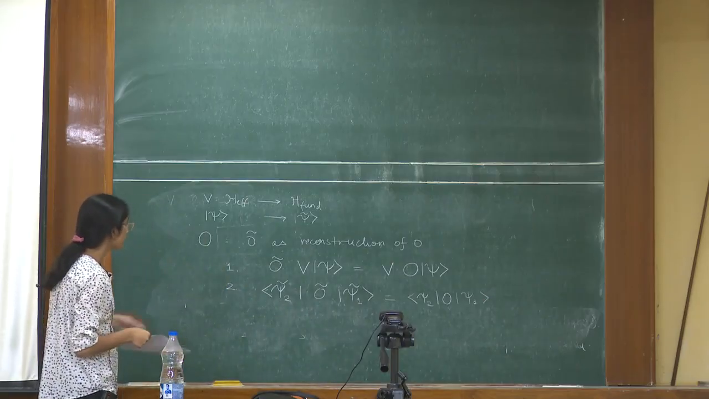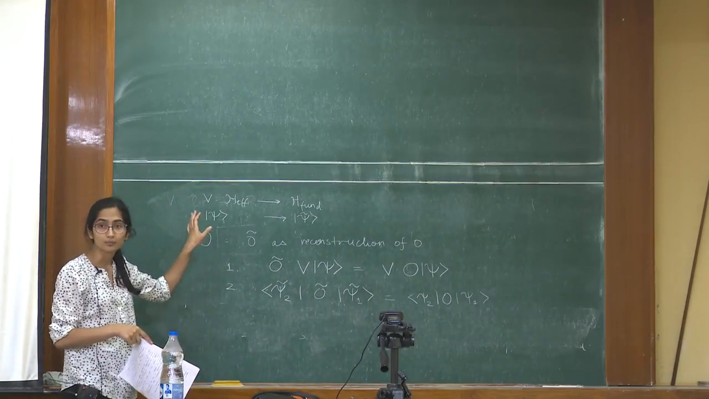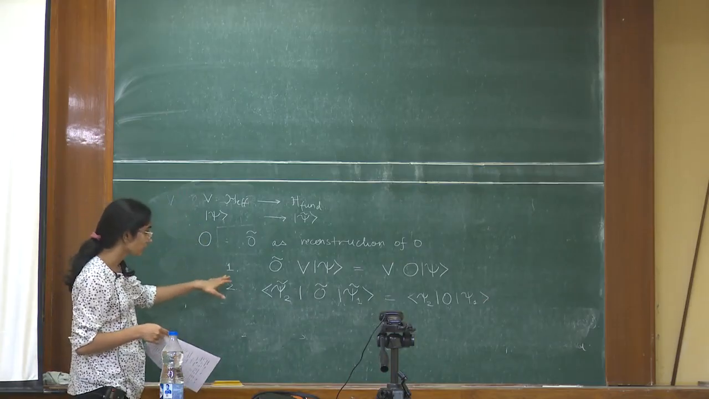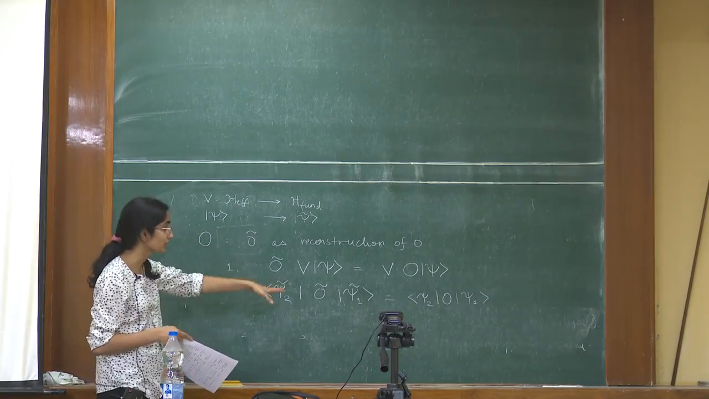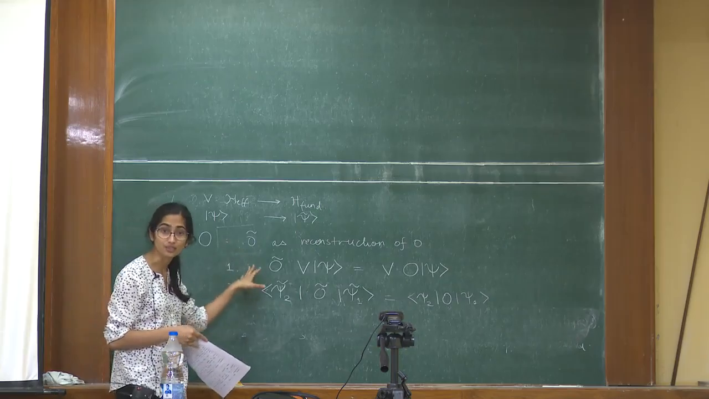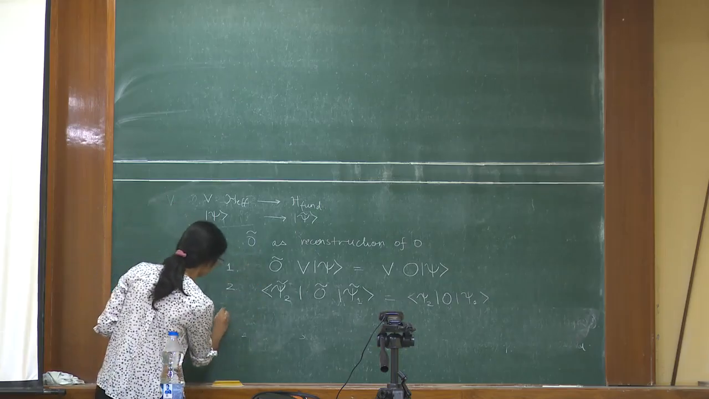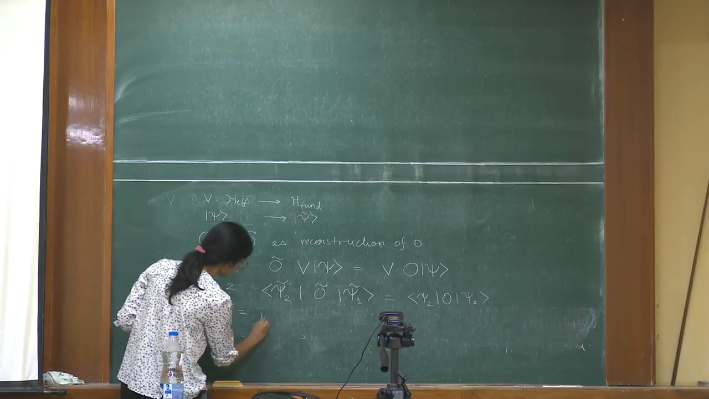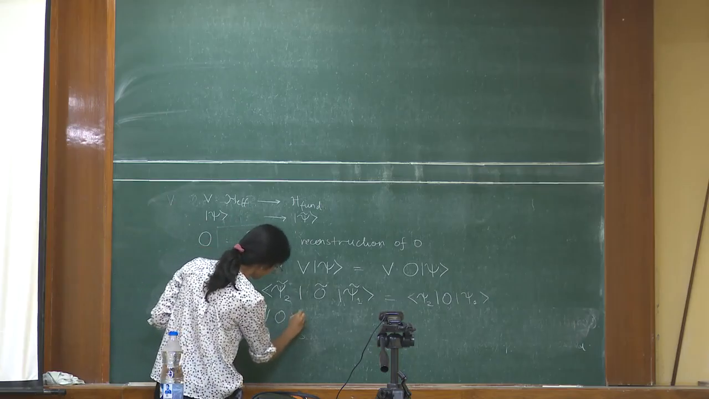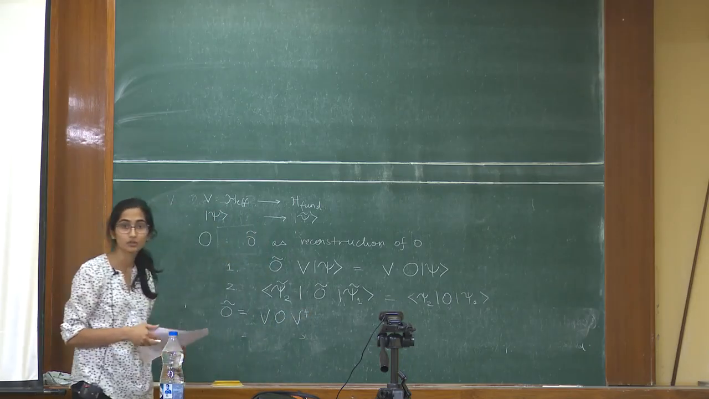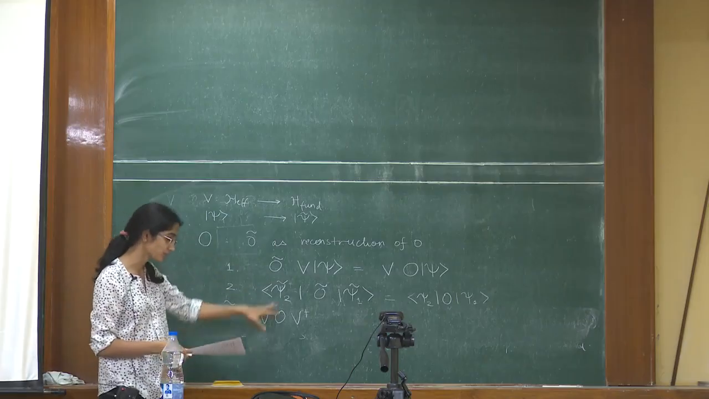In the case where V is an isometry, given some O, I can immediately write down O tilde, which satisfies these conditions, which is just O tilde equals V O V dagger. Okay, so just from the fact that V is an isometry, both of these are satisfied.